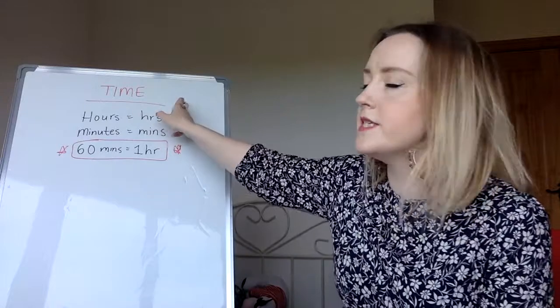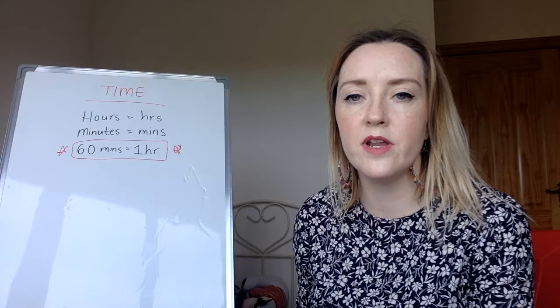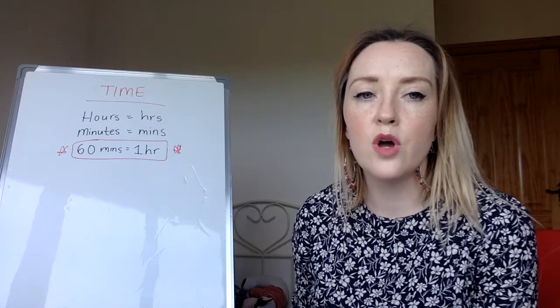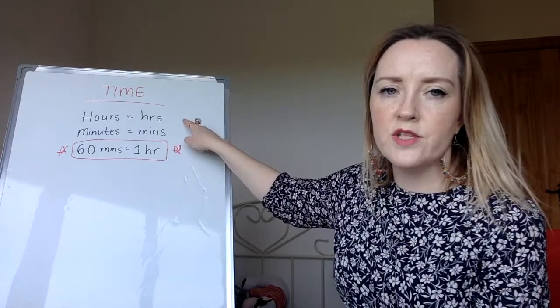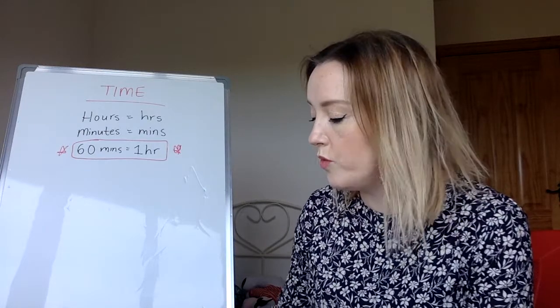Just a quick recap of what we went through yesterday. So this week we're looking at time. When we're talking about time, the measurements we use, we have to have them in there or your answers will be wrong. It's hours and minutes. Really important that you put those in. We can use a shortened version of the words: HRS for hours and MINS for minutes, okay? And our golden rule is 60 minutes is always equal to 1 hour.